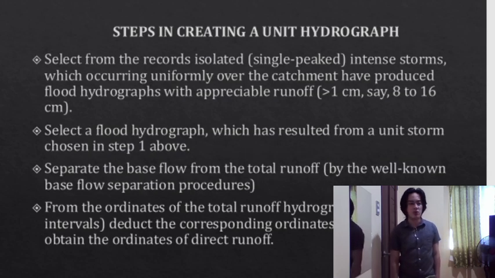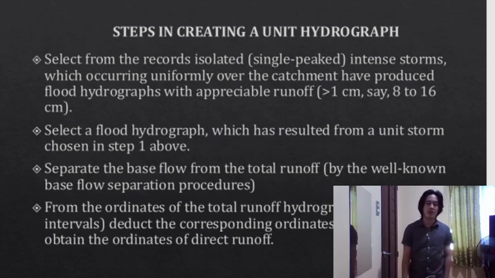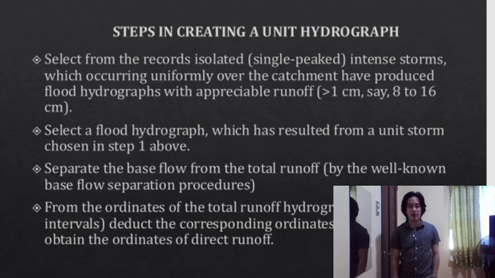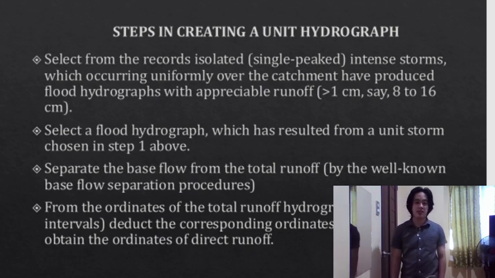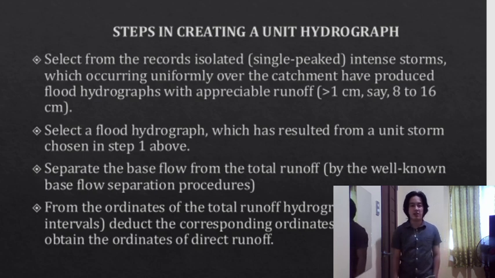Steps to create a unit hydrograph. First, select from the record an isolated single-peak storm, falling uniformly over the catchment, which has produced flood graphs with acceptable runoff of about 1 cm, say 8 to 10 cm. Second, select the flood hydrograph which results from the unit hydrograph chosen in step 1 above.